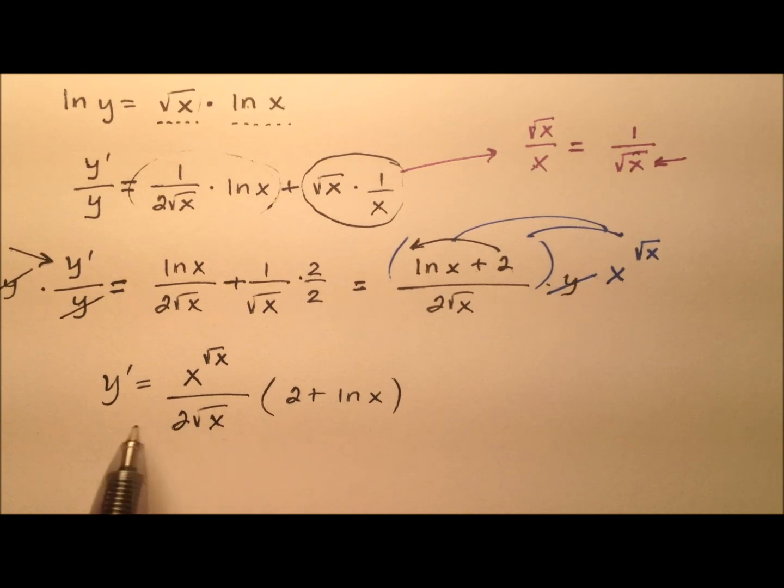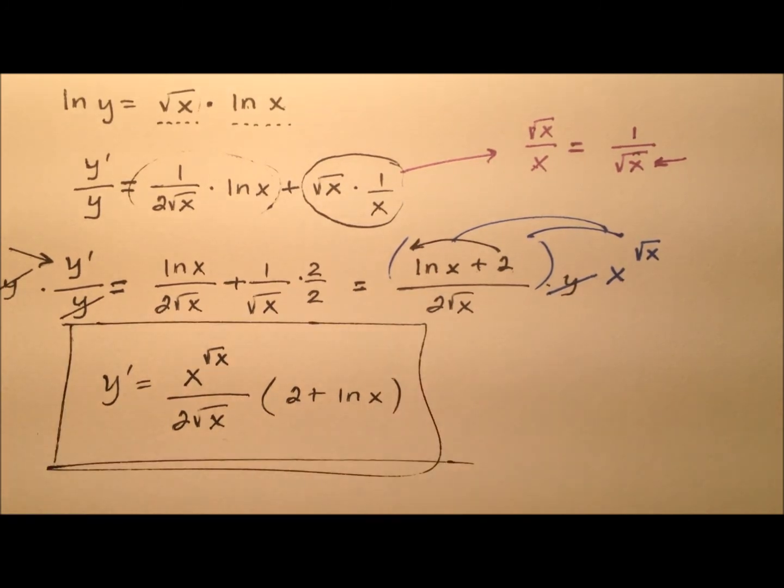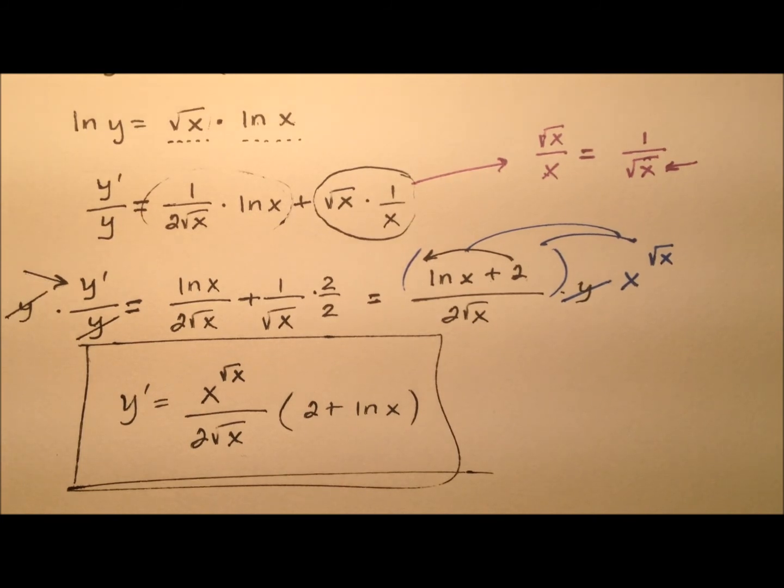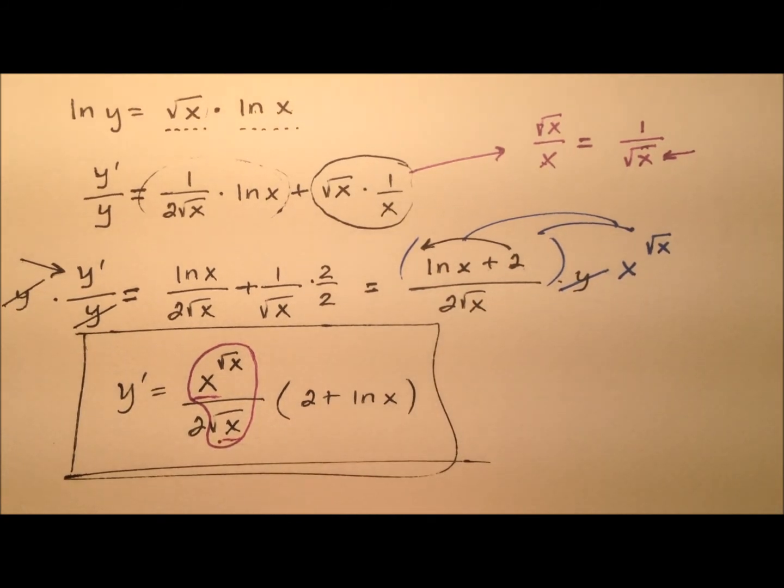Okay, so you could leave it just like this, and everyone would be very happy, and this would be a nice derivative. I want to show you, though, something you might consider doing to maybe clean this up a little bit, or maybe not at all. Okay, so this, you'll notice the base here is x, and we could rewrite this, the square root of x, as x to the 1/2 power.